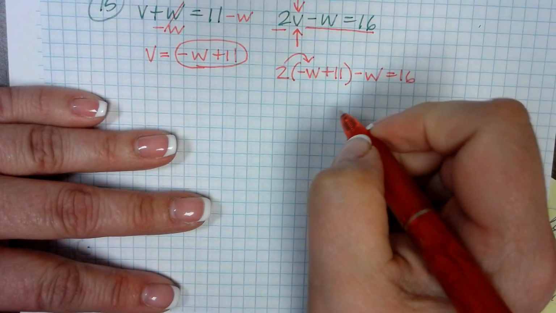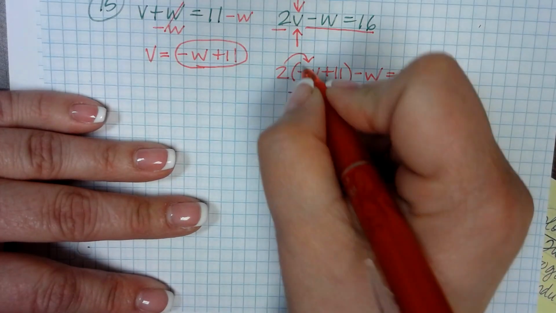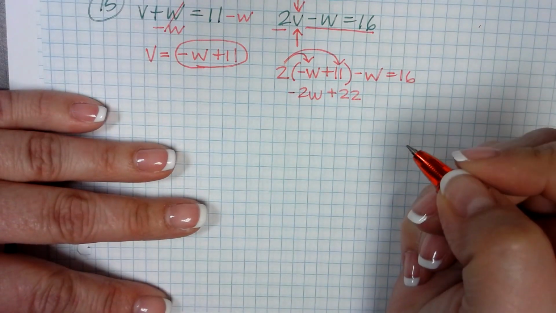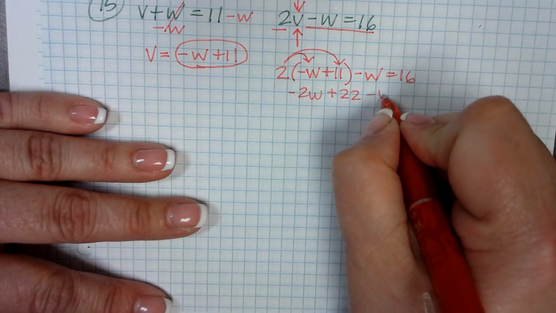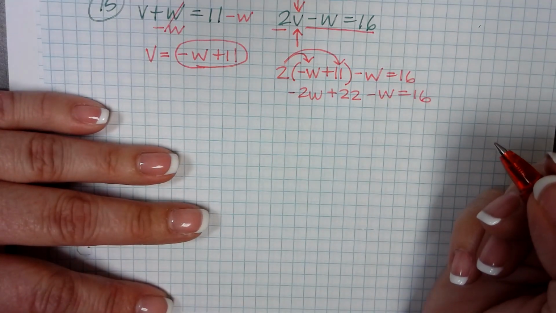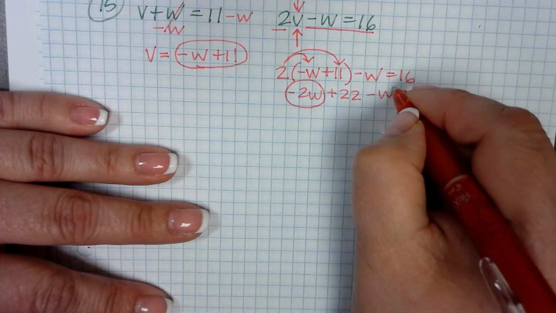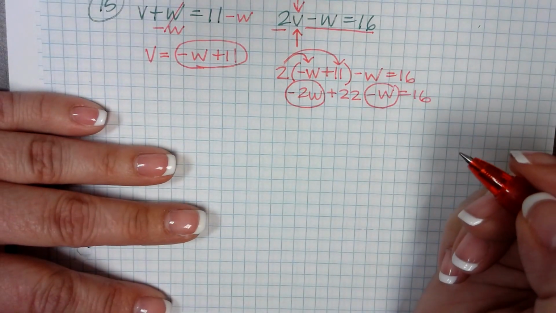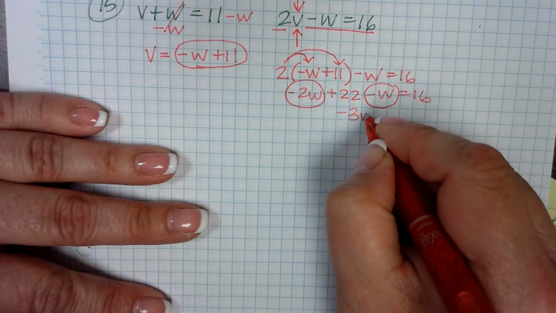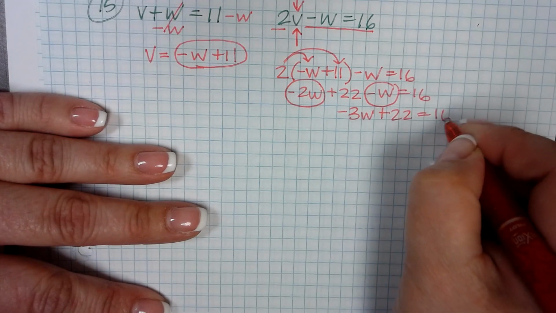So this will need to be distributed. That'll be negative 2W. And then 2 times 11 will be plus 22. Minus W equals 16. All right, from here, we need to combine some like terms. Get all my W's together. I've got 3 negative W's. I've got negative 3W plus 22 equals 16.